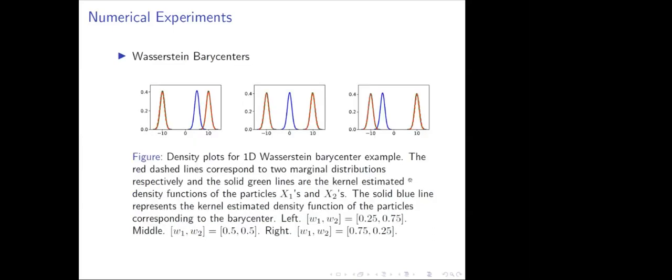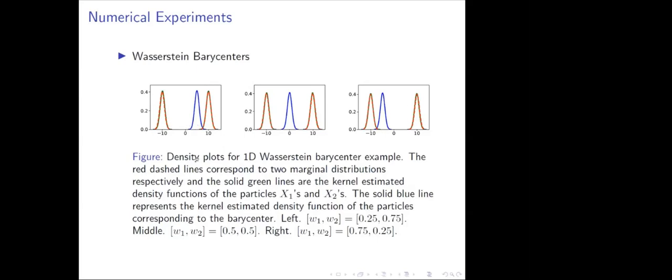For the final experiment, we consider an extension of our framework, which is the Wasserstein barycenter problem. So still a 1D Gaussian case. The red dashed lines correspond to the two marginal distributions we give here. These are two symmetric Gaussians, centered at positive 10 and negative 10, and they have the same covariance, the same standard deviation.